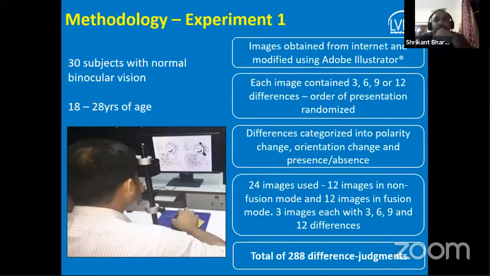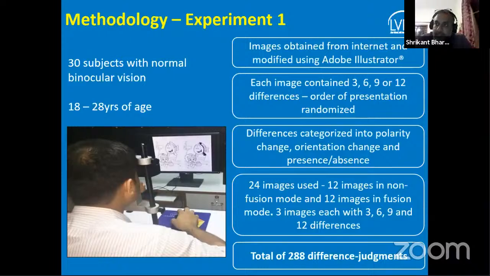So the basic experiment that we did was, or rather what Kavita did, this is her brainchild. What Kavita did was she picked 30 subjects with normal binocular vision, age range between 18 and 28 years of age. She downloaded these images from the internet, modified them using Adobe Illustrator software so that they were all grayscale images, and then they all contained a set number of differences. So there were either 3, 6, 9, or 12 differences.